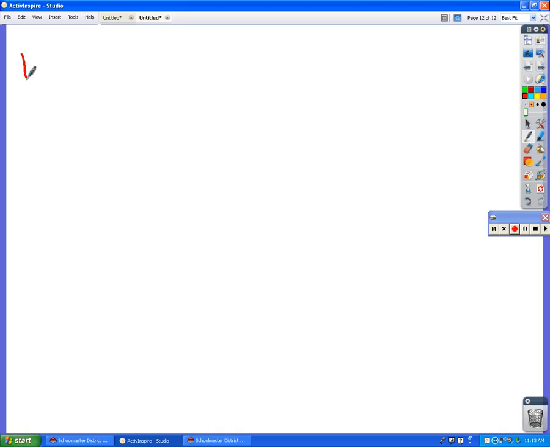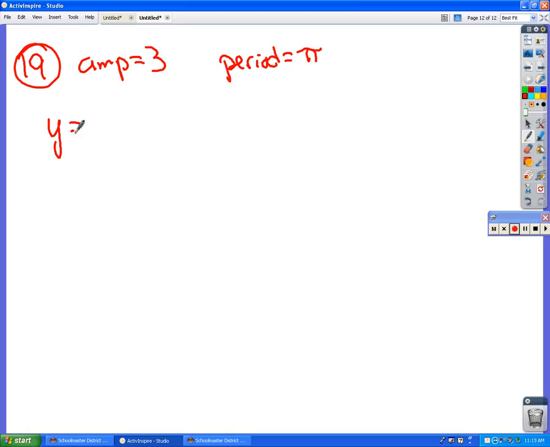Okay, so number 19, in order to come up with an equation, we need to know the amplitude and we need to know the period, right? So if you look at the graph, the amplitude is easy, that's obviously 3. Okay, the period, how long does it take to complete one cycle? Pi. So the answer is going to be y equals, wait for it, think about it.